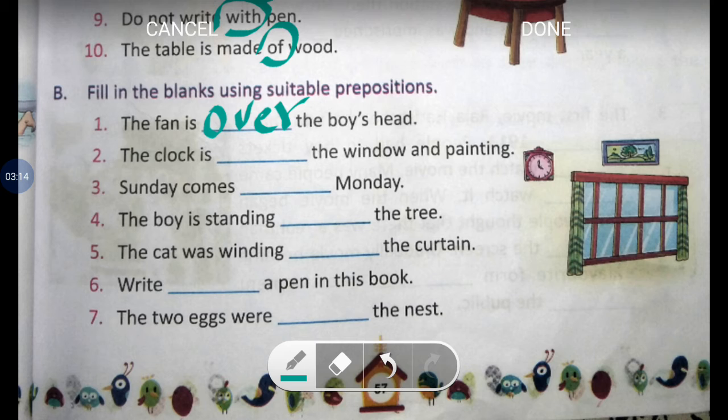Second one, the clock is. Now here in this picture the clock is correct. इन दोनों के साइड में ही है, तो बगल में आपको दिख रही है, इसलिए आप लिखेंगे the clock is beside the window and painting. Okay, so write beside. Don't go on my writing, you have to write in a good manner. Sunday comes before Monday. Okay, so write before.